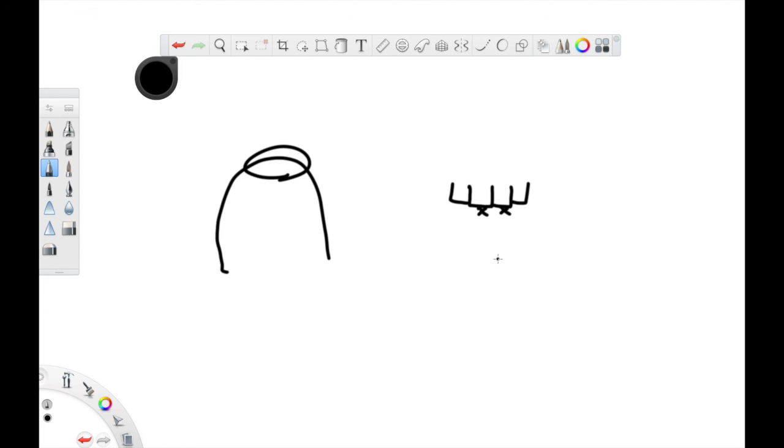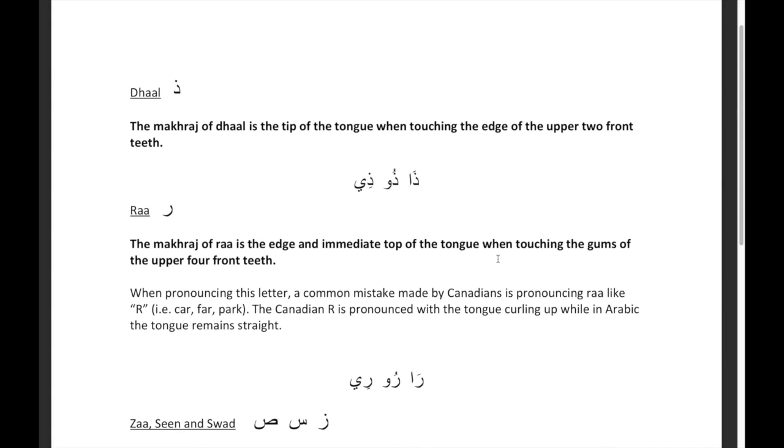You have to get the sound. It is very soft, and you will feel air coming out of your mouth. The, lu, the.